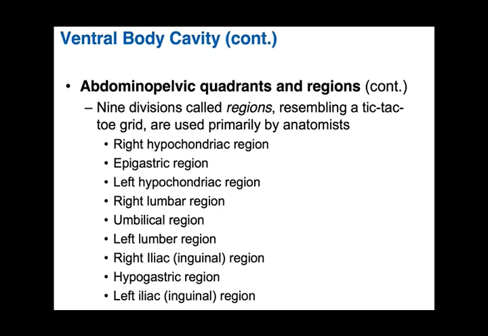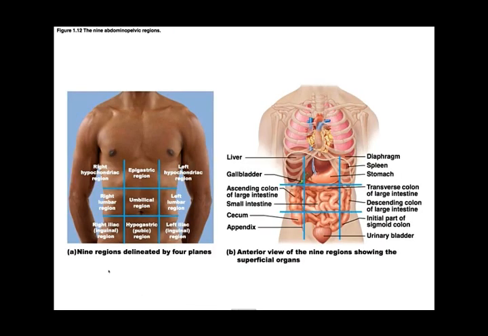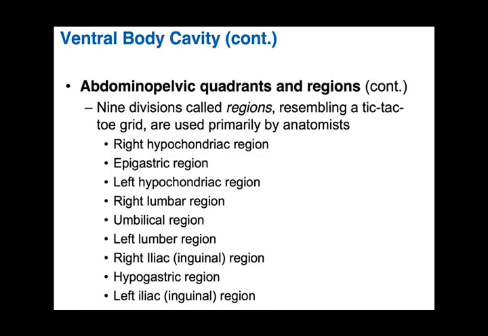Almost all anatomists, for finding interventions or studying the organs, use these particular regions. They are divided as the right hypochondriac region, then the epigastric region, and on the left the left hypochondriac region. Then comes the right lumbar region, the umbilical region, the left lumbar region, the right iliac or inguinal region, then the hypogastric region, and then the left iliac or inguinal region.